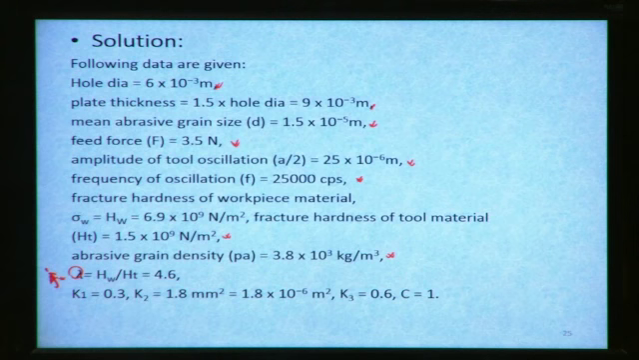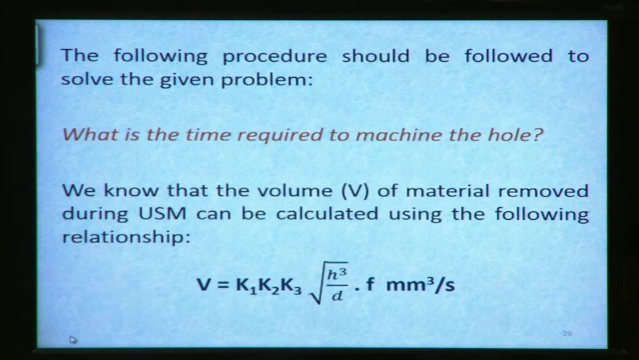And K1, K2 and K3, this value is equal to 1, these values are known here. So there are different steps. The following procedure should be followed to solve the given problem. So what is the time required for machining the hole of 6 mm diameter?